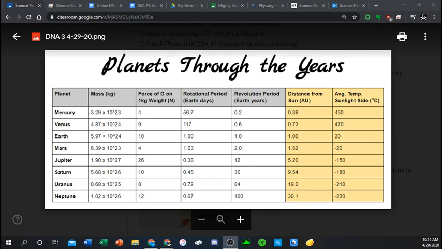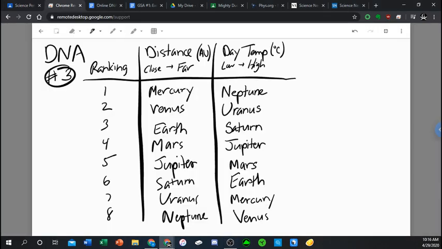So Mars, Earth. Everything has been a mirror flipped so far. And then the last two, Venus and Mercury, a little bit out of order. Mercury is a little less hot, with Venus being the hottest. So going back to my chart, we're going from coldest to warmest. We're going from closest to furthest.